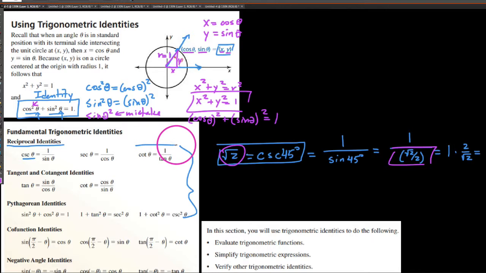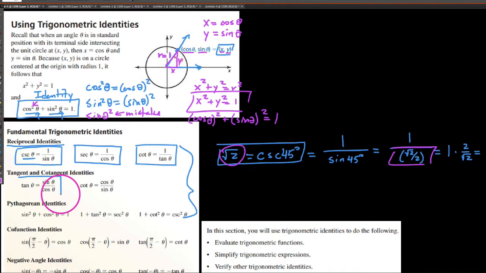And so what that means is, if we have any trig function, we can always find the reciprocal value just by flipping it over. So that's kind of neat. If you know one trig function value, we can evaluate for its reciprocal just by reciprocating it. So if you know one trig function value, you really know two. Moving on to our tangent and cotangent identities.